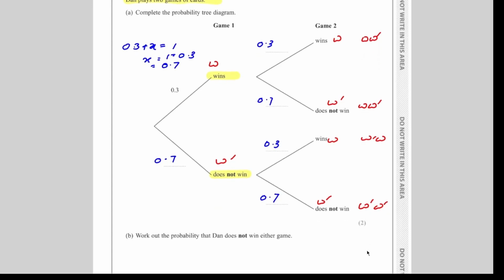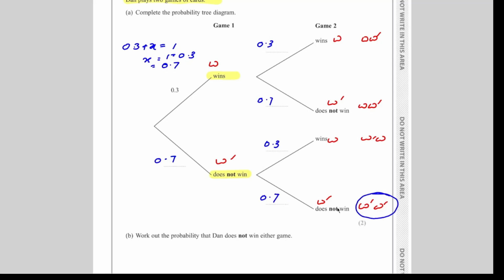So the question that we are getting here is part B. No need to indicate anything here. You need to give the probabilities of these. Work out the probability that Dan does not win either game. Either game means both games. So here there is only one possibility, W dash, W dash.